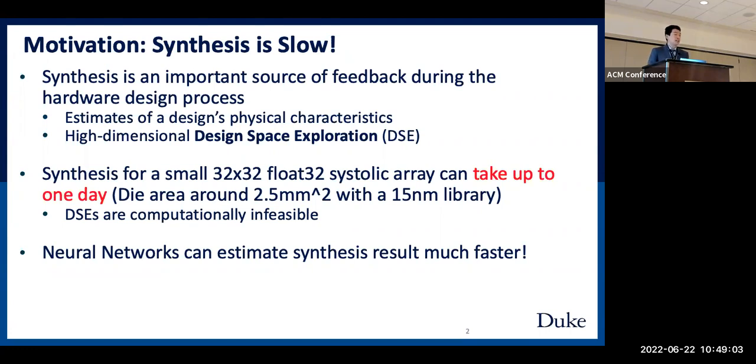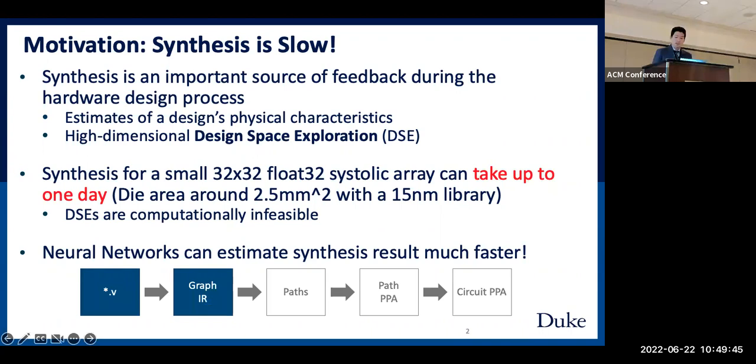For example, synthesizing a small systolic array can take up to 1 entire day. This slows the feedback loop drastically, limiting the developer's ability to incorporate the synthesis result into their design process. And the slow synthesis process also makes large, high-dimensional design space explorations infeasible. Fortunately, recent advancement in deep learning gives us the tool to obtain approximate synthesis results way faster. In this presentation, I'm going to discuss how we are able to use modern deep learning techniques to predict the synthesis result 3 orders of magnitude faster than traditional synthesis tools.